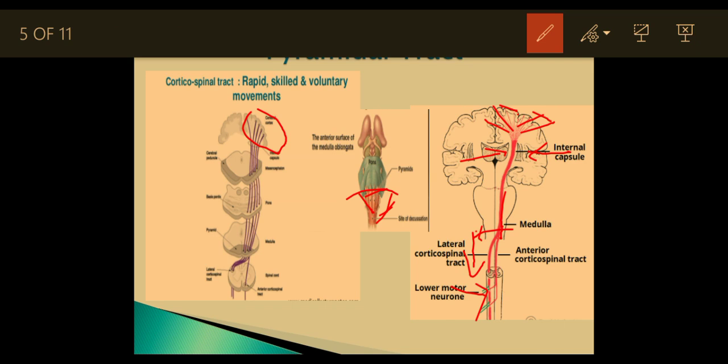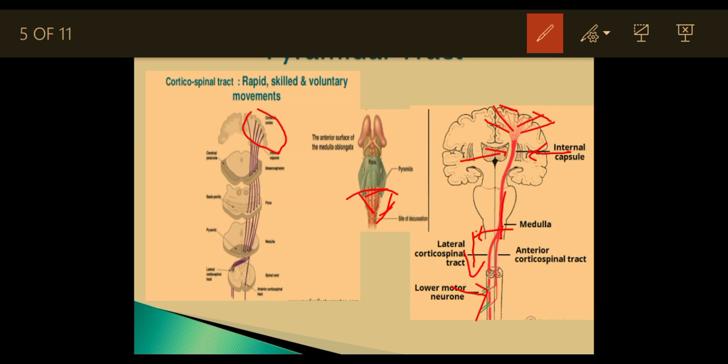and in the spinal segments they approach the anterior white column and descend to the lower motor neuron. This tract is termed the anterior corticospinal tract, or the uncrossed corticospinal tract, or also the direct corticospinal tract. But before terminating on the lower motor neuron, it crosses to the opposite side, and then eventually terminates in the lower motor neuron.